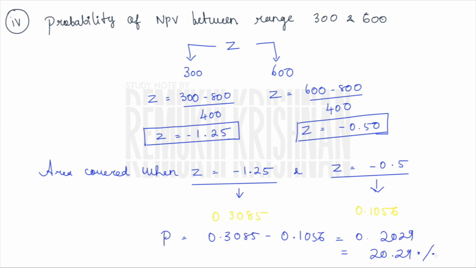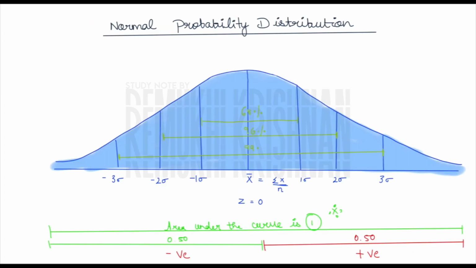If you come back to the first slide, now you can understand the concept better. This x bar is your mean, where your z score is equal to 0. Whenever your z score is positive, it is going to lie on the right hand side. Whenever your z score is negative, it is going to lie on the left hand side. The entire area under the curve is always going to be 1. Therefore you cannot get an answer greater than 1.